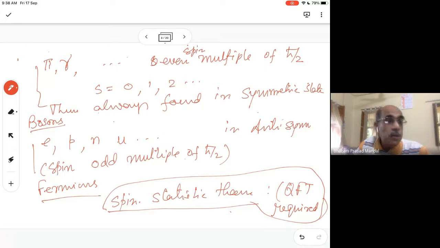Now let us consider some examples. We have learned that if the particles are identical bosons, their wave function will be symmetric, and if they are fermions, their wave function will be antisymmetric under interchange. Any question up to that? No more theory from here. But today, for the rest of the 20 minutes, I will consider one or two examples, and this will be absolutely clear to you. But do you have any question up to this?